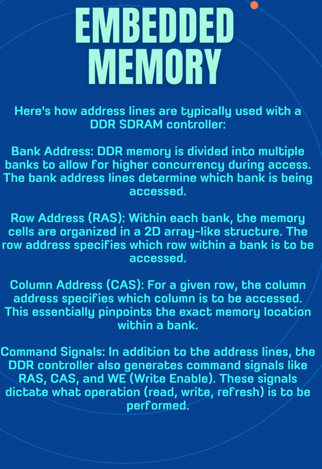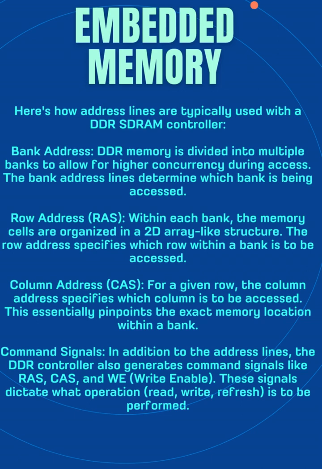Row address, RAS. Within each bank, the memory cells are organized in a 2D array-like structure. The row address specifies which row within a bank is to be accessed. Column address, CAS. For a given row, the column address specifies which column is to be accessed. This essentially pinpoints the exact memory location within a bank.